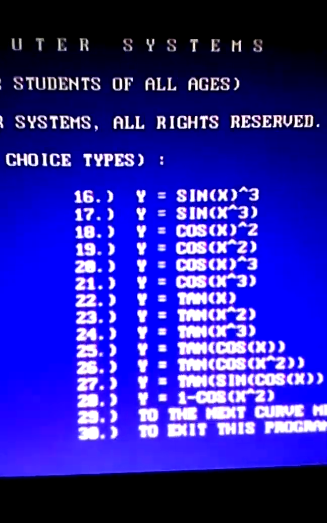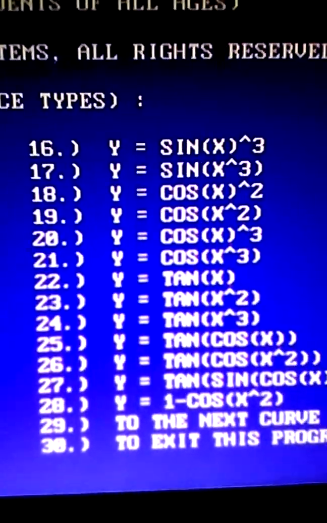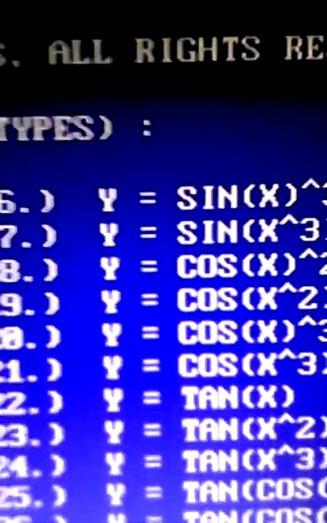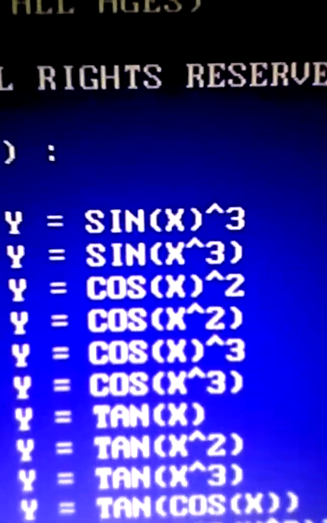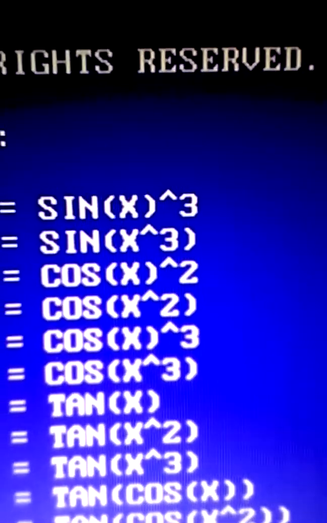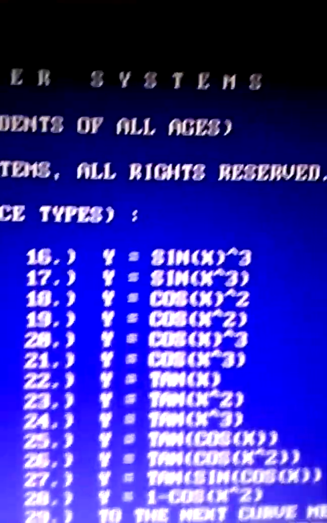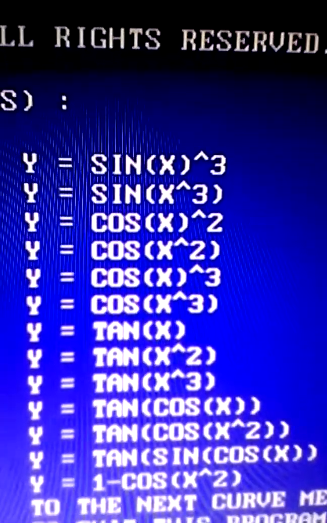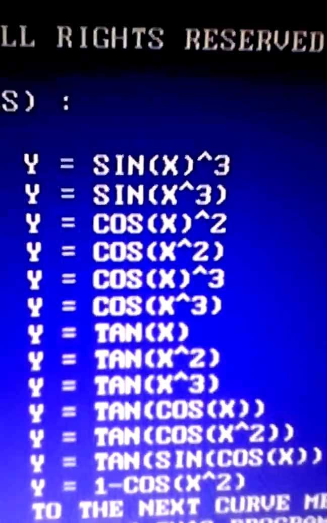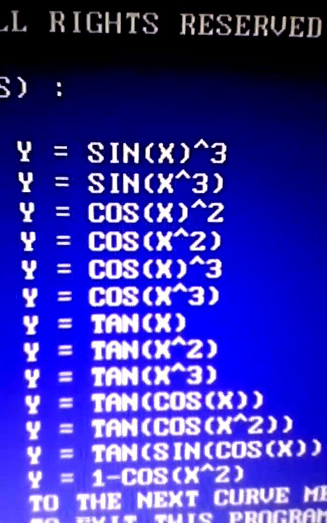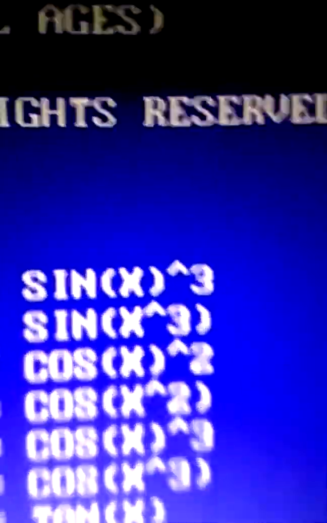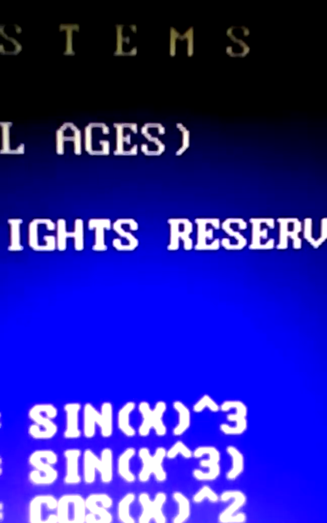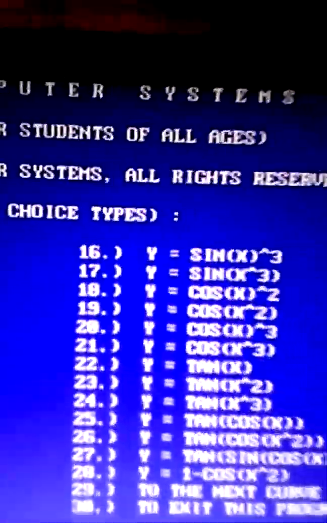Now we're going to look at y is equal to the sine, number 17, the sine of x cubed. Is that the same as y is equal to the sine of x cubed? Are they the same? Those two. This one and this one. Well, let's see.